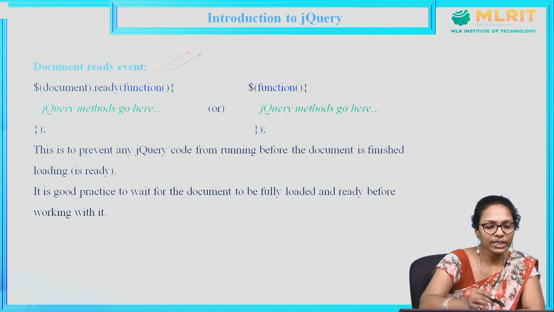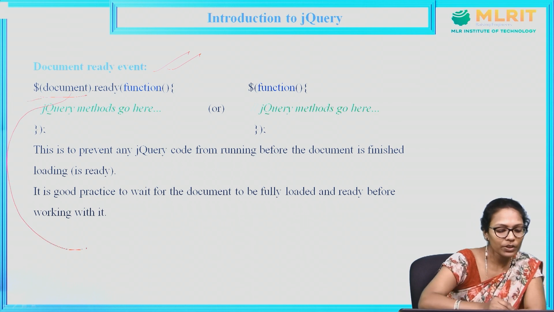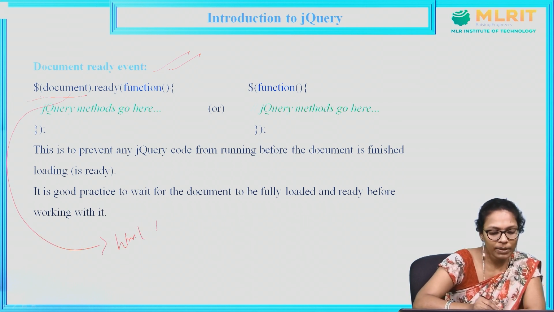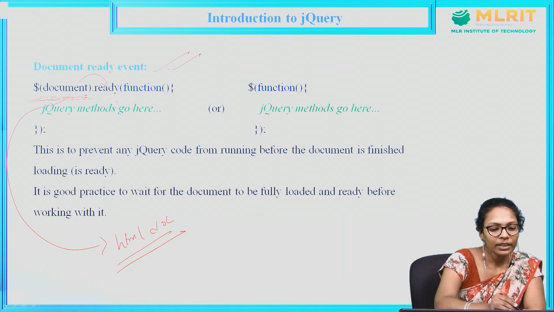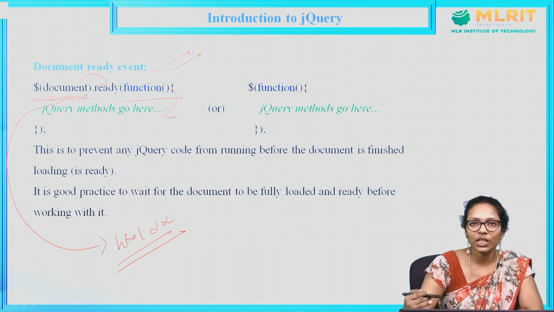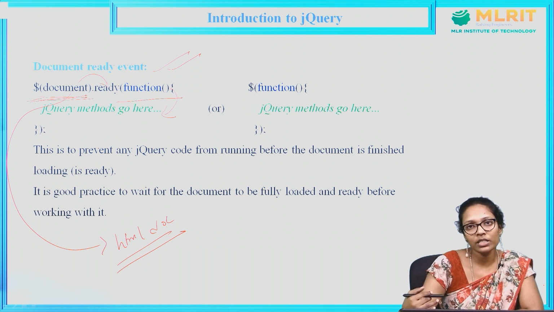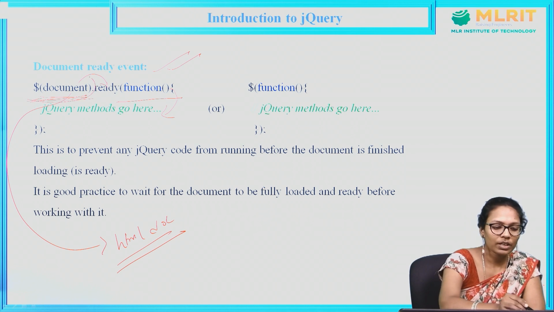Using these two syntaxes. The first one is $(document). We know $ indicates jQuery, and in JavaScript, document refers to what? Our HTML document. So $(document).ready, whenever your document is ready, then run this function. What is this function? It contains the jQuery statements. Whatever actions you want to do, you need to write under this function. So $(document) refers to your HTML document. Whenever your HTML document is ready, do this action.